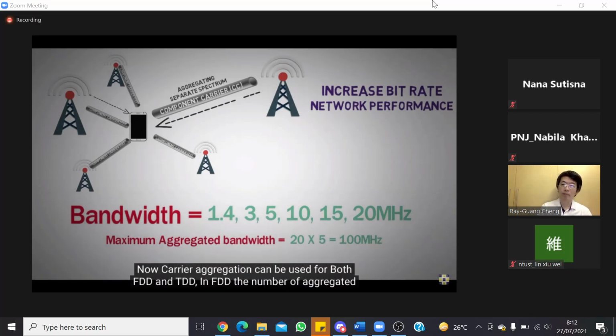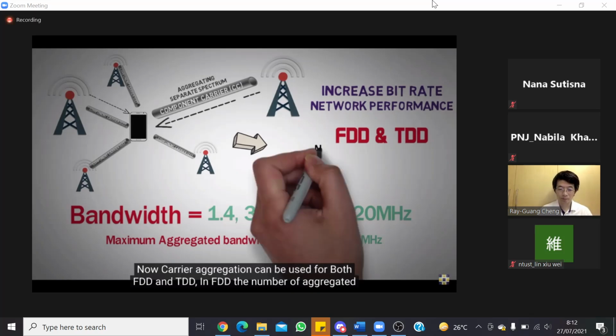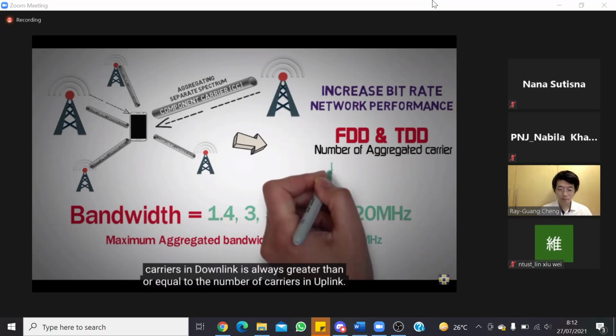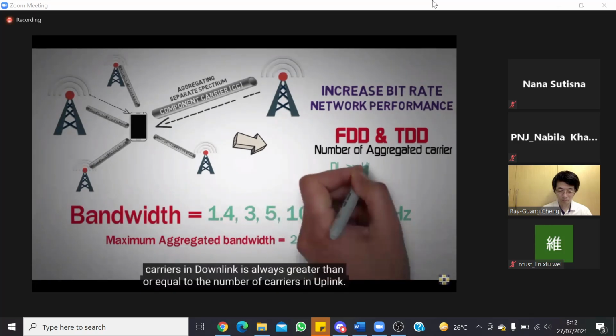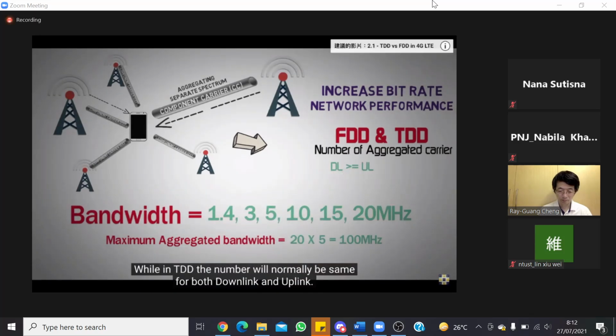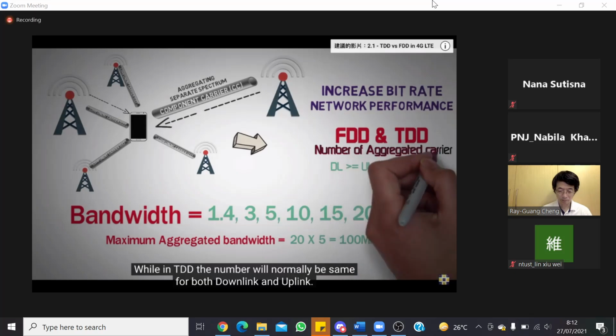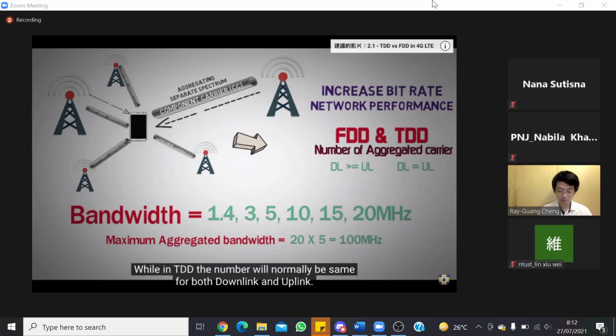Now, carrier aggregation can be used for both FDD and TDD. In FDD, the number of aggregated carriers in downlink is always greater than or equal to the number of carriers in uplink. While in TDD, the numbers will normally be the same for both downlink and uplink.